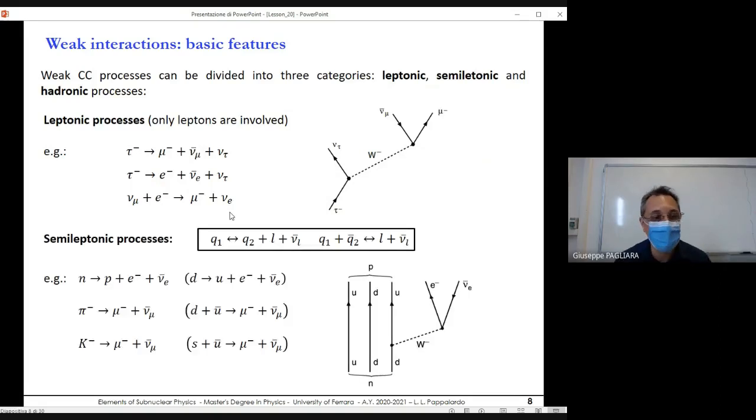The second category is semi-leptonic processes. These involve both quarks and leptons. Again, the notable example is the beta decay of the neutron, that I was showing you before. So a d quark transforms into a u quark, and then in the final state we have leptons together with the proton. Or the decay of the pion. The pion is a d u-bar meson, which you remember, and this decays into a muon and an antimuon neutrino, or similarly for the kaon.